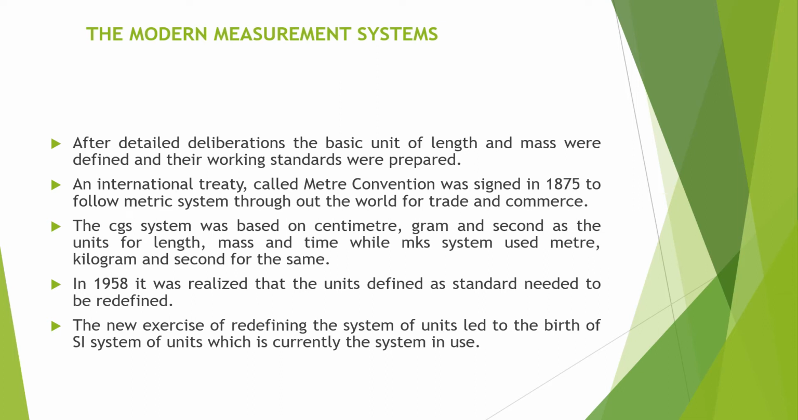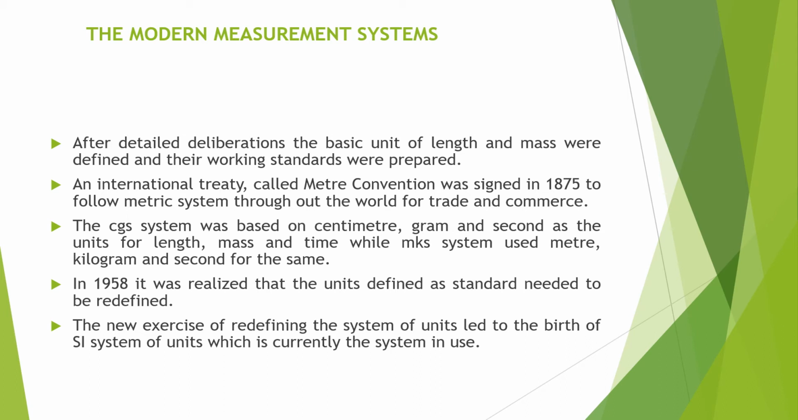Now let's talk about the modern measurement systems. After detailed deliberations, the basic units of length and mass were defined and the working standards were prepared. An international treaty called the Metric Convention was signed in 1875 to follow the metric system throughout the world for trade and commerce. There were two systems used at this time. The CGS system was based on centimeter, gram, and second as units for length, mass and time, while the MKS system used meter, kilogram, and second for the same.